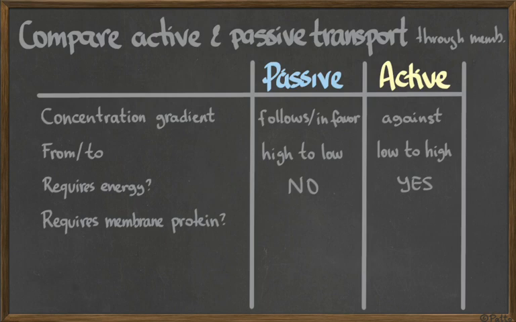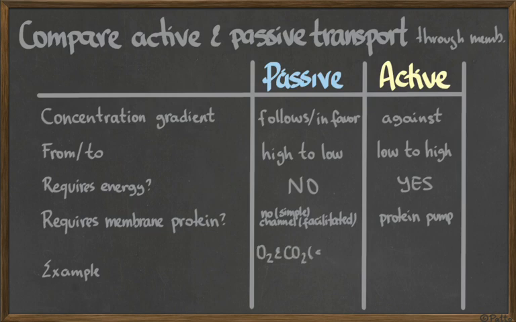Okay, so do they require membrane proteins? For passive transport, the answer is no if it's simple diffusion, and for facilitated diffusion, it requires a channel. For active transport, it's going to require a protein pump, like the sodium-potassium pump. Okay, and examples: for simple diffusion, you have oxygen and carbon dioxide gases. For facilitated diffusion, we have, for example, sodium channels in nerve cells, which go through facilitated diffusion through channels. And for active transport, a good example is the good old sodium-potassium pump, 3 sodiums and 2 potassiums going from one side to the other.